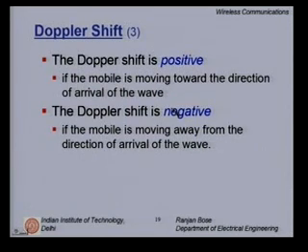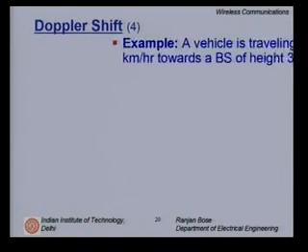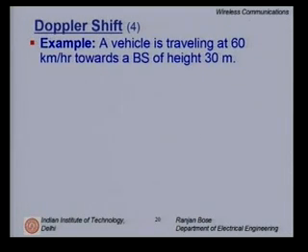Please note that as a car is moving towards the base station, it may be possible that certain multipath components experience a positive Doppler shift, whereas certain multipath components experience a negative Doppler shift for the same mobile station. So the situation is not that simple. Let us look at an example.